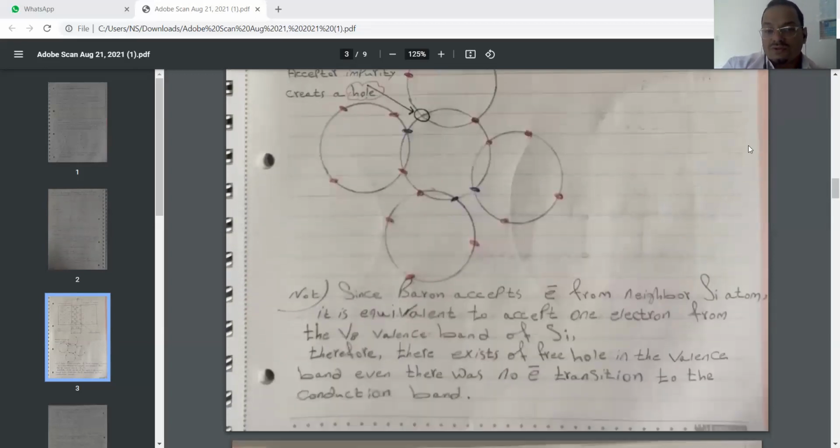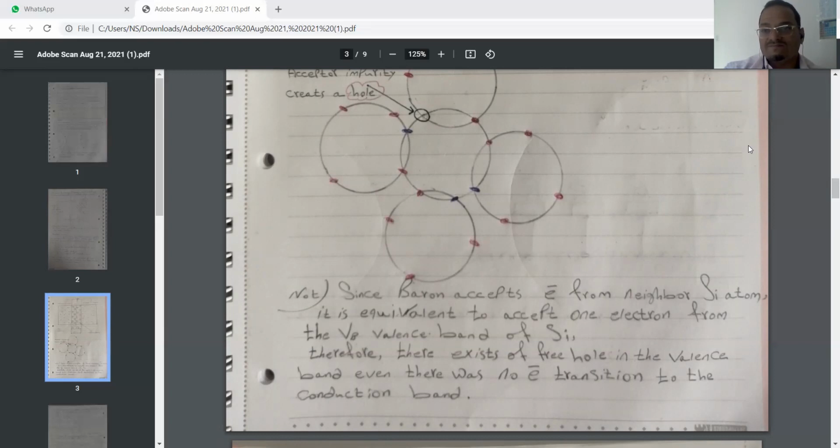This is an important note: since boron accepts an electron from a neighbor silicon atom, it is equivalent to accepting 1 electron from the valence band. That's equivalent to accepting 1 electron, but exactly from the valence band of silicon, not the conduction band. Therefore, there exists a free hole in the valence band, even though there was no electron transition.